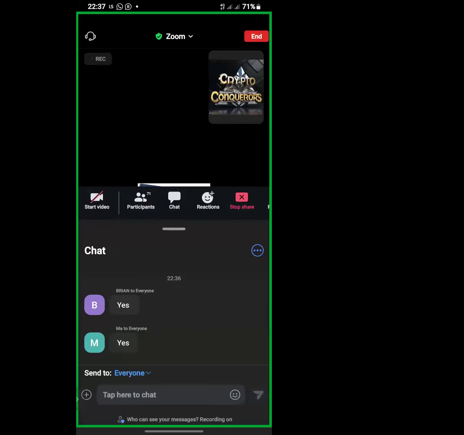Someone is trying to raise a hand. I don't know, what are you suggesting? You can type in the chat. You can just simply type in the chat.